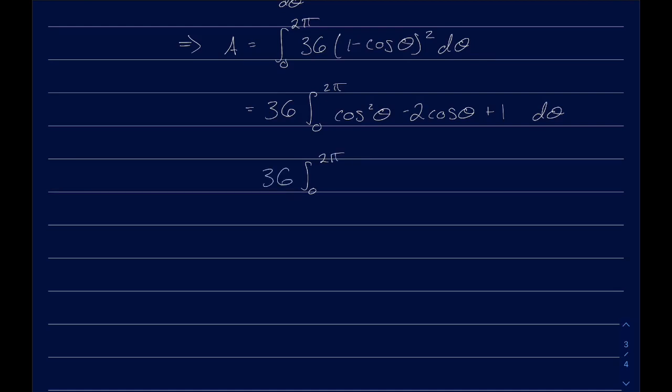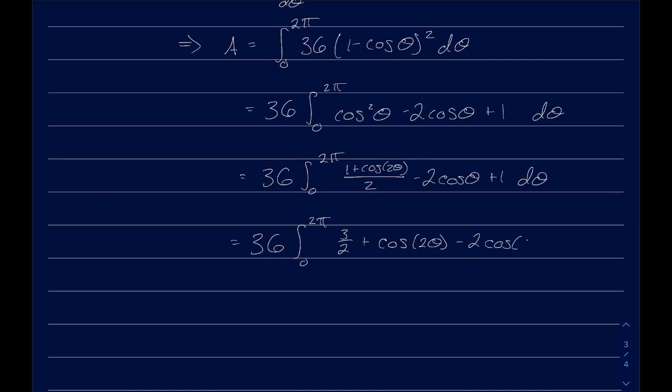And now we're just going to integrate this. We expand out the square, and we get the area is equal to 36, because we can pull it out, it's a constant, times the integral from 0 to 2 pi of cosine squared minus 2 cosine plus 1 d theta. And this is simple integration. We know how to do this, so I'm just going to speed up through it. If you need to slow down the video or pause at a certain point to figure out one step to the other, please feel free to do so.